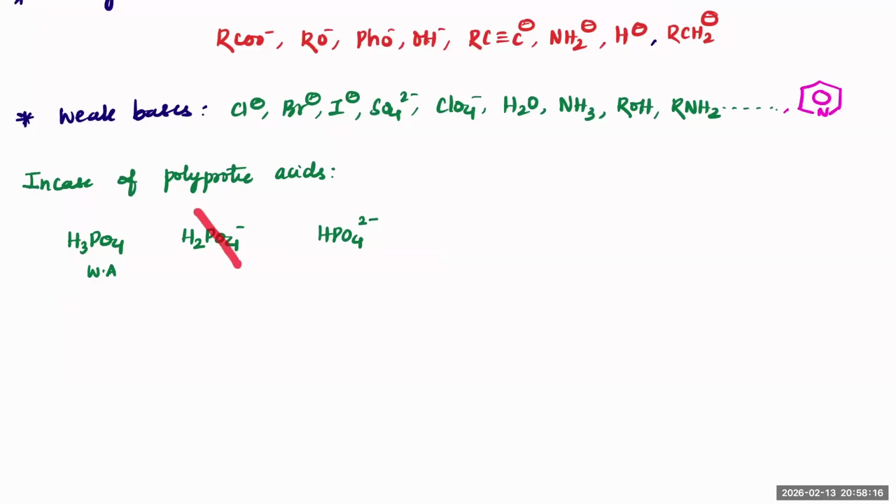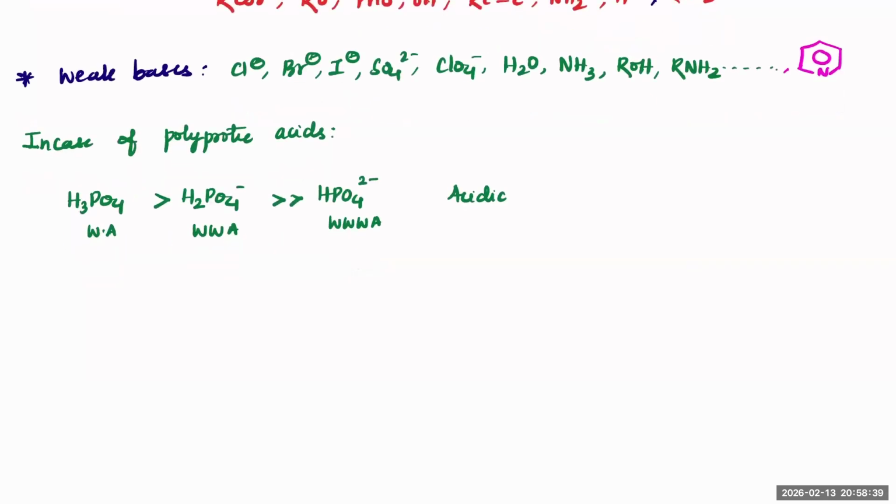That's why creating H2PO4-, acting like an acid, is very difficult. On top of that, HPO4 2- acting like an acid is even more difficult. So what I can say is this will become a weak acid, and this will become an even weaker acid. So if you compare the acidic strength, I can say that this is how the acidic strength varies.